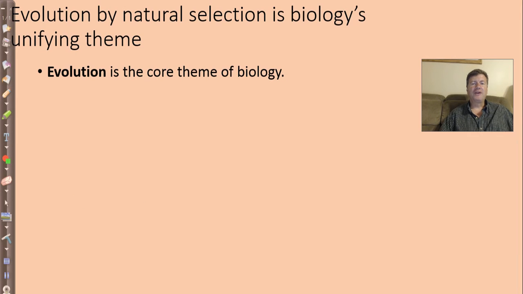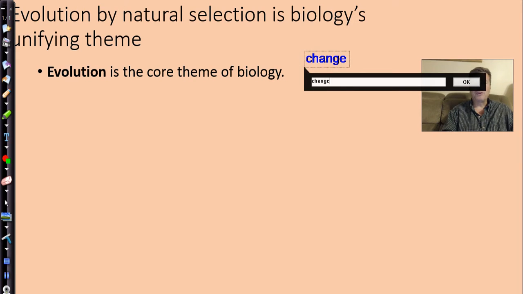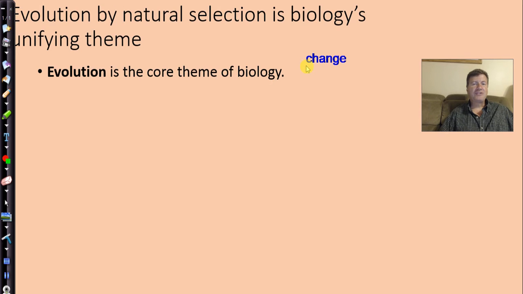What Darwin tried to do in his book, The Origin of Species, is explain a mechanism for something that seems pretty obvious to most people, that things have changed. Evolution is a core theme of biology because, despite perhaps other things you've heard about evolution, it really refers to change. How has change occurred?